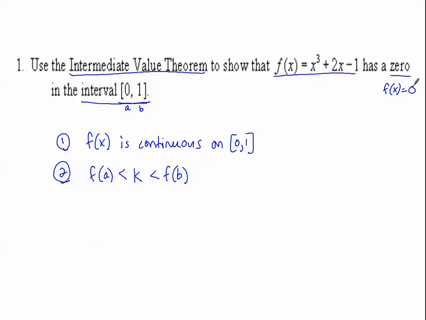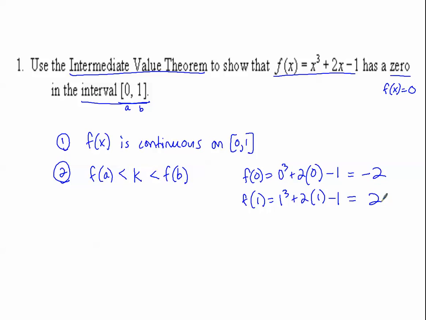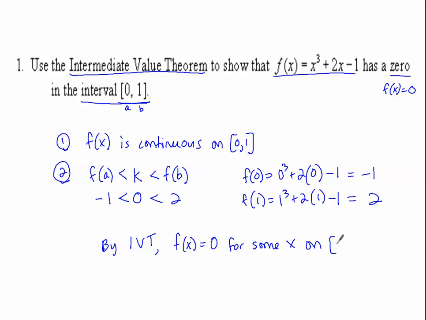0 means the function equals 0 at some point. So let's look at what those endpoints give me as y values. F of 0, plugging that in, 0 cubed plus 2 times 0 minus 1 makes -1. And f of 1, 1 cubed plus 2 times 1 minus 1 gives me 2. Whoops, I said -1, and I wrote -2. Is 0 between -1 and 2? It sure is, so I'm going to write that. 0 is between -1 and 2. So I stated that the function's continuous on the interval. I stated that the 0, what I'm looking for, is between those endpoint y values. Therefore, by IVT, f of x equals 0 for some x on 0 to 1.